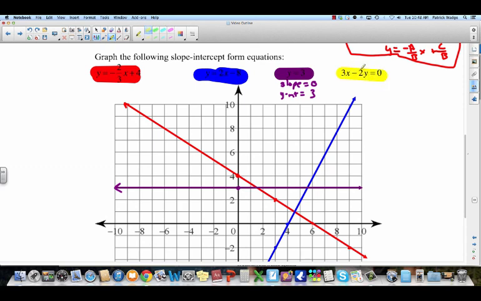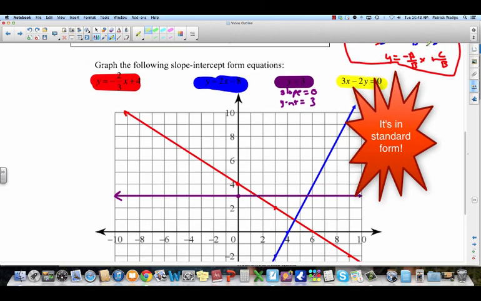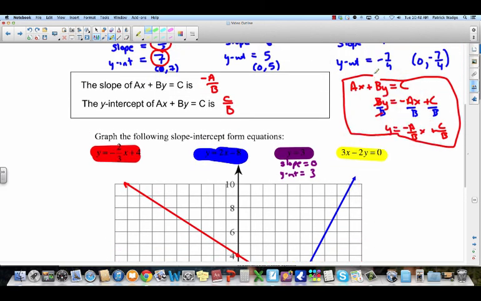Okay, now it says graph the following slope-intercept form equations. This one here in yellow is not in slope-intercept form, so we need to either change it into slope-intercept form, or we need to use our little formula that we did here. By the way, notice how using our table, like we often do with standard form, like this isn't standard form, right? But if we use our table where we find out the intercepts, it won't work.